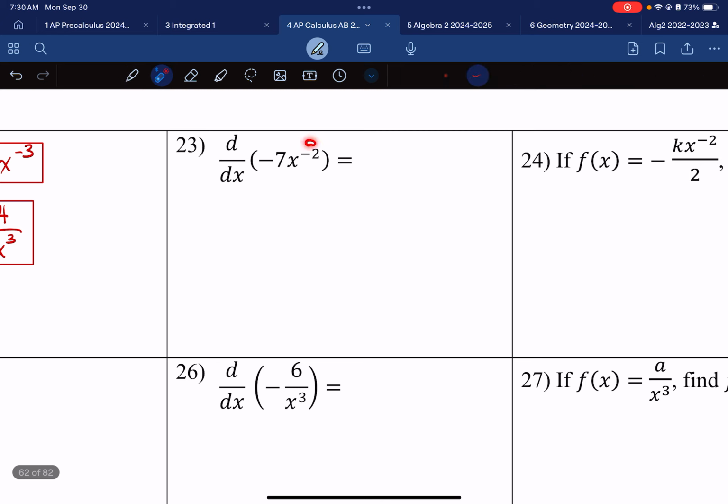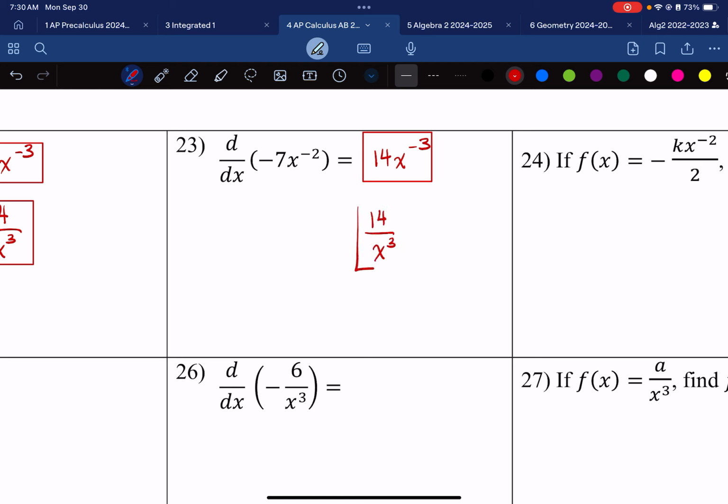All right, again, negative 2 gets multiplied down in front. Negative 2 times negative 7 is a positive 14. So this is going to be positive 14x to the power of, well, negative 2 goes down to negative 3. So this is an answer. We'll box that. And this is the same thing as 14 over x to the power of positive 3. Be ready for both forms.